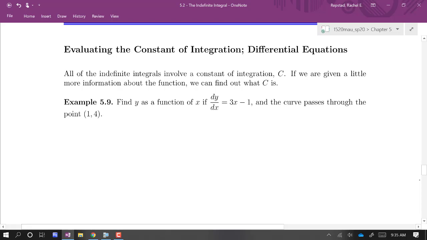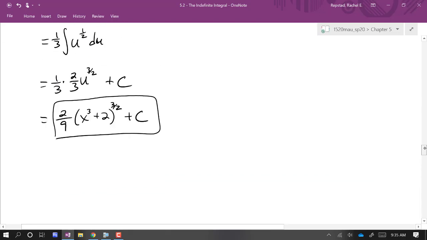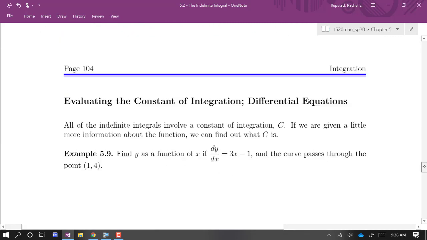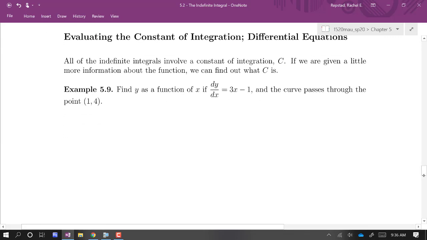When they say, for example, in the last one, find the integral of x squared times the square root of x cubed plus 2 dx, they're saying that there's a function, namely x squared times the square root of x cubed plus 2, and we want a function whose derivative is equal to that. So they're giving us one piece of information about this function we're looking for, and that is what its derivative is.